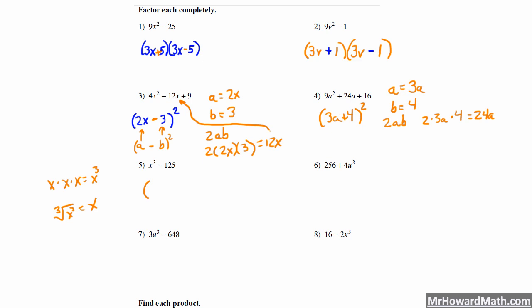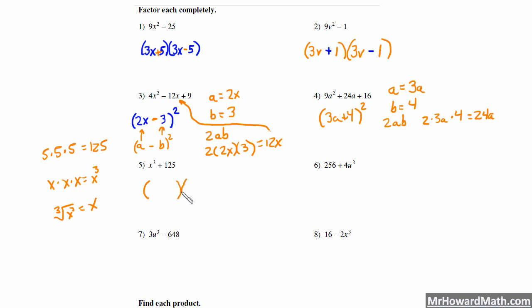Alright, sorry about that. Okay, so the cubed root of 125, well, that's going to be 5. You could put it in your calculator if you weren't sure, but that's going to be 5. Because 5 times 5 is 25, times 5 again, 25 times 5 is 125. So the cubed root of 125 is 5.